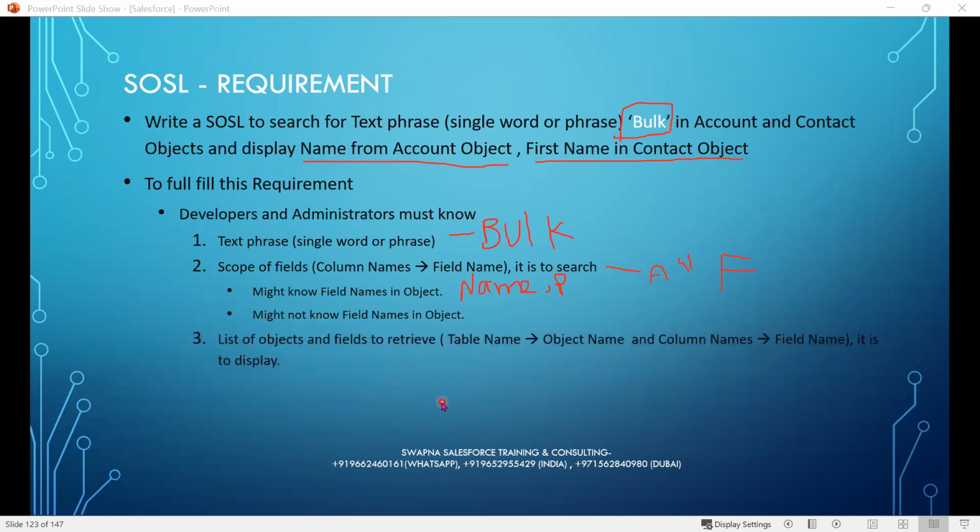And the third one is the list of objects. Yes, the list of objects: we have account and contact. Account and contact are mentioned. And fields to retrieve, that means what to display. Yes, they have mentioned the data to display: name on the account and first name on the contact.